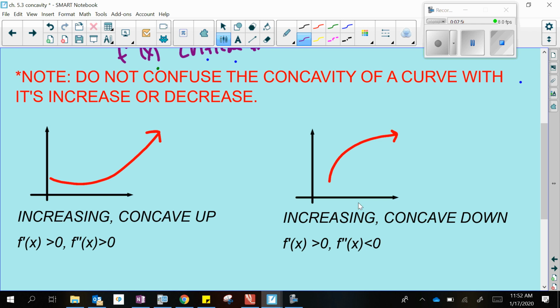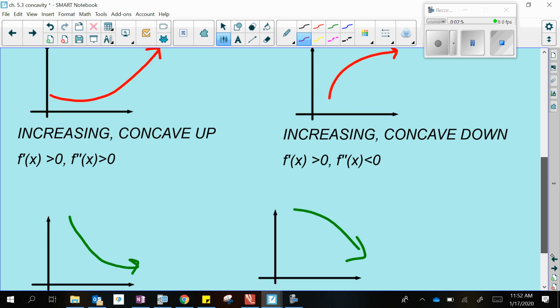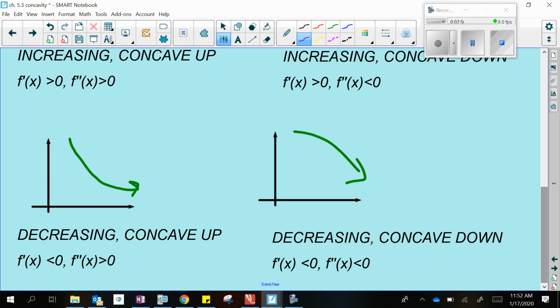There you go. Okay, now we can look at the same examples for decreasing. Again, this function is decreasing, right? But it's concave up. It would hold water, right? The slopes of the tangent lines are getting higher, they're increasing, because they're going from negative slopes to 0. This function is decreasing and it's concave down. It would dump water. Okay? Does that make sense visually?